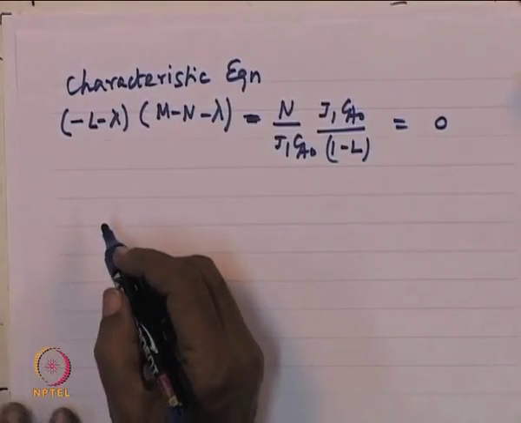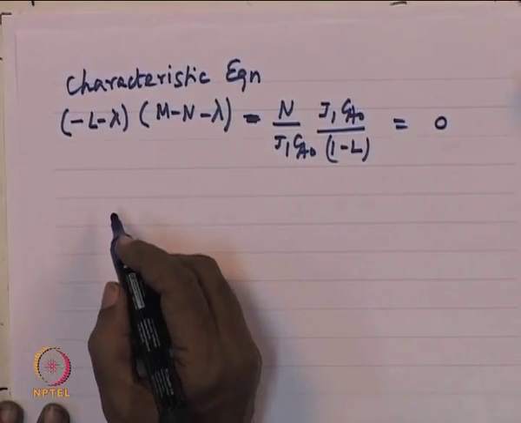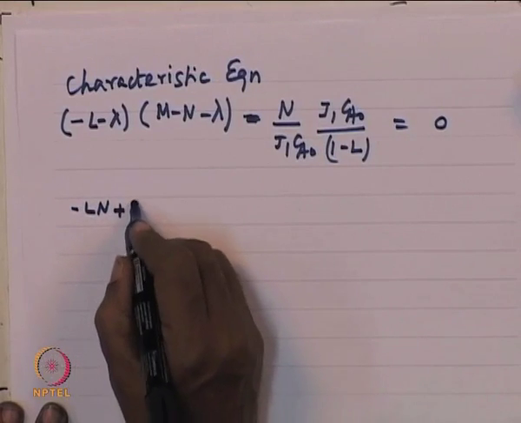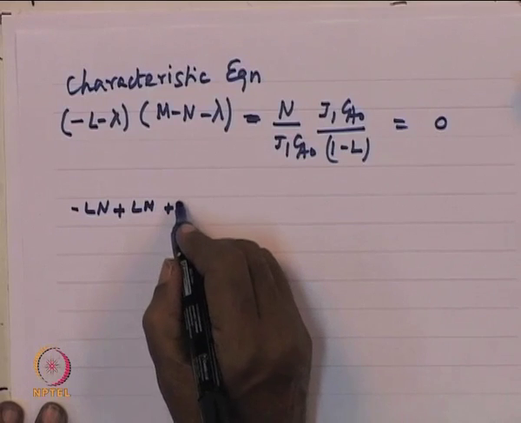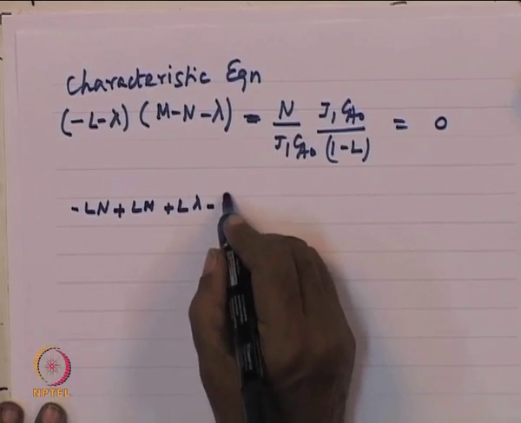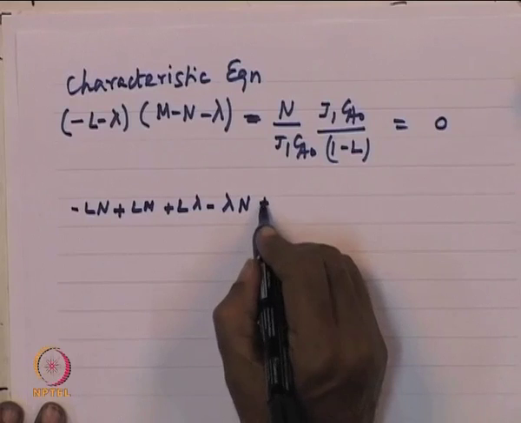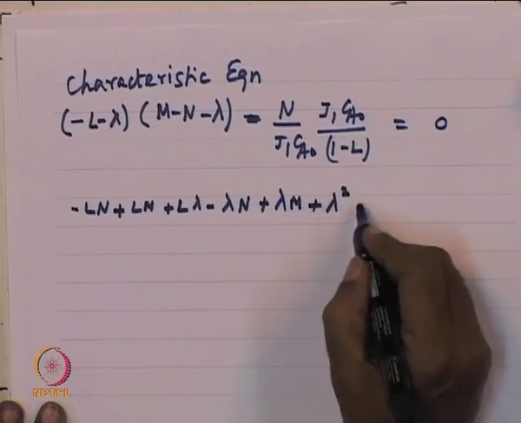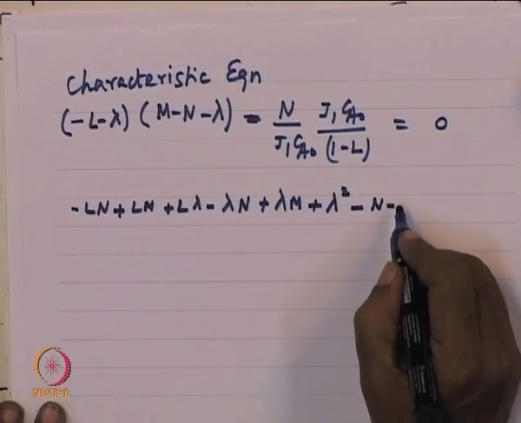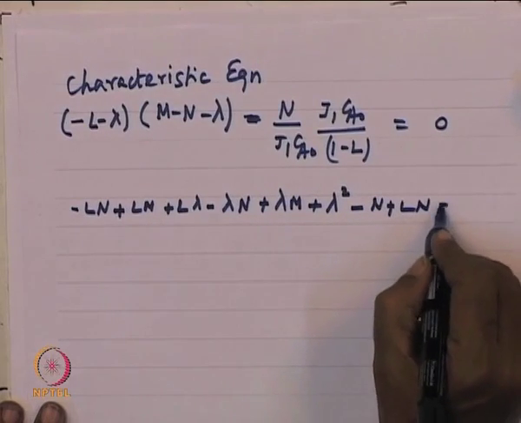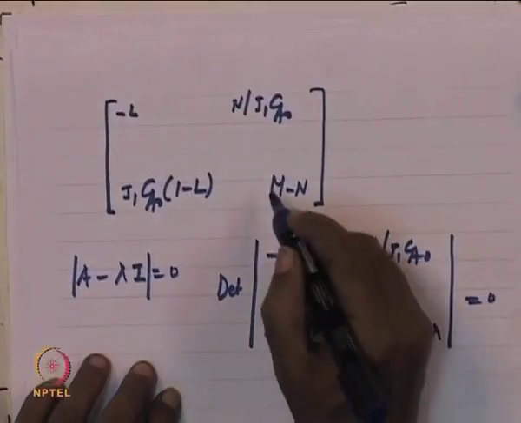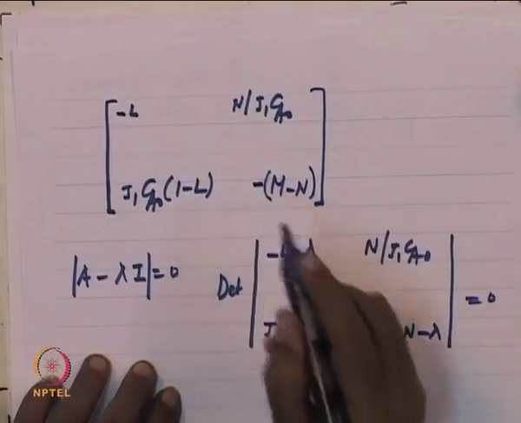When you solve this, let me write down: minus L n plus L m plus L lambda minus lambda n plus lambda m plus lambda squared minus n plus L n equal to 0. There is a minus sign here which I didn't notice earlier.